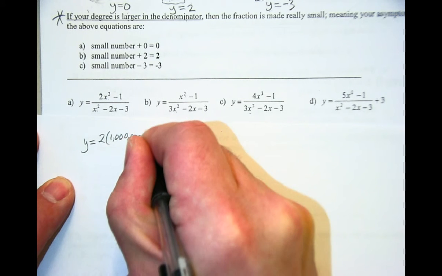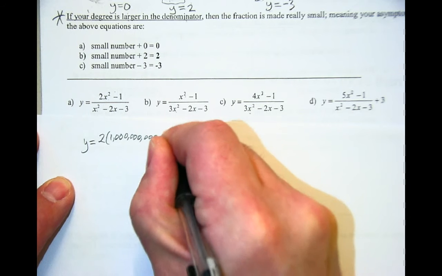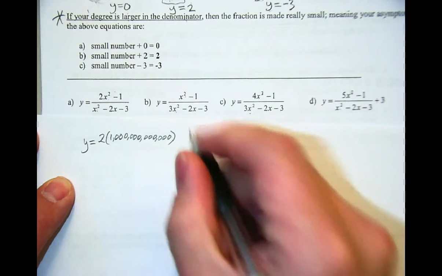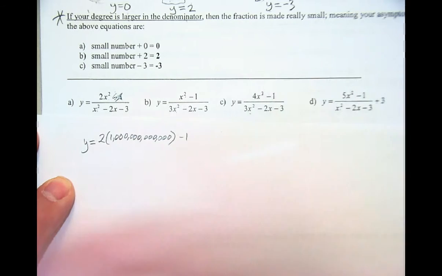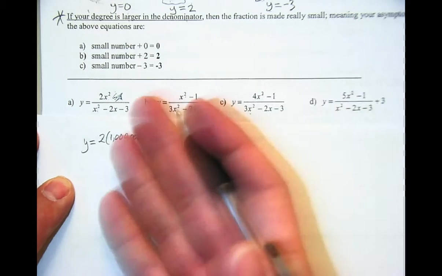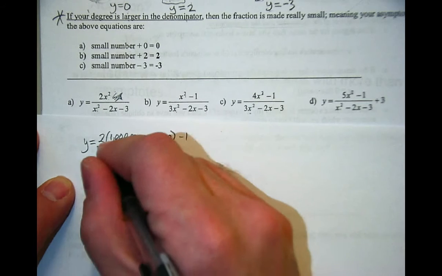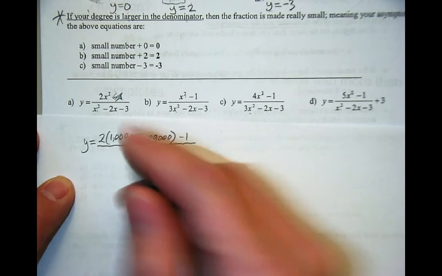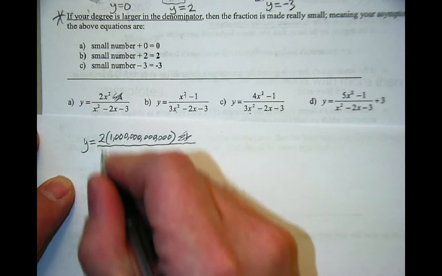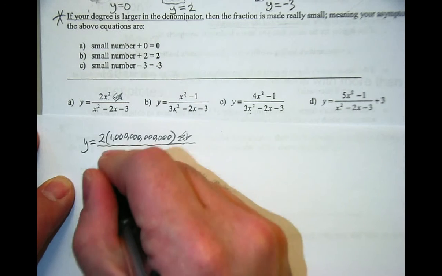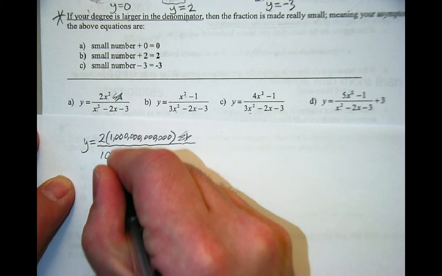I really don't like writing all these zeros, but I think it really helps. So I have 2 times a trillion minus 1. Who cares, right? We don't care about the 1 when you have 2 trillion sitting there. So we just ignore the 1 because it's trivial. And then here on the bottom we have 1,000,000 squared, or 1 trillion.